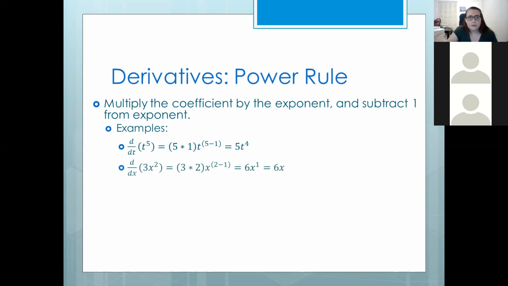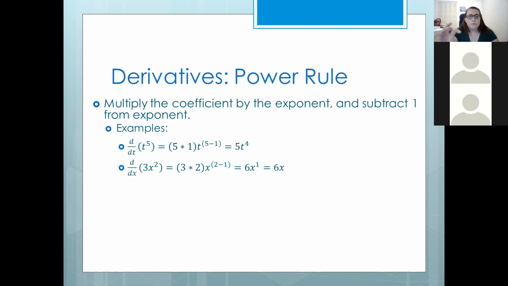Here's another example. d over dx of the function 3x squared. So this time you can see we have dx in the bottom, not dt. So we're going to be taking the derivative with respect to x, not t. You can see there's no t anywhere in that line. So we're just going to be focusing on the variable x now.